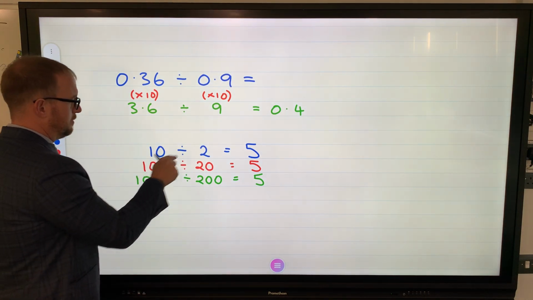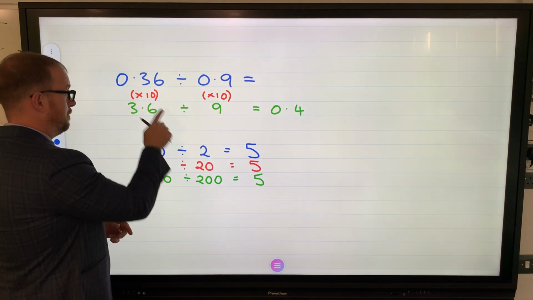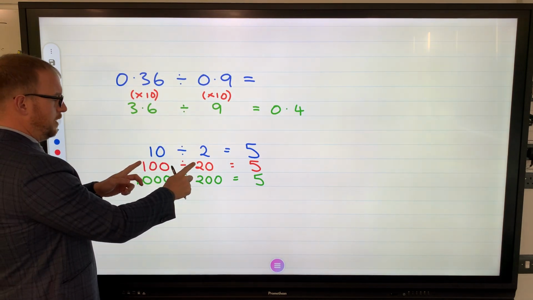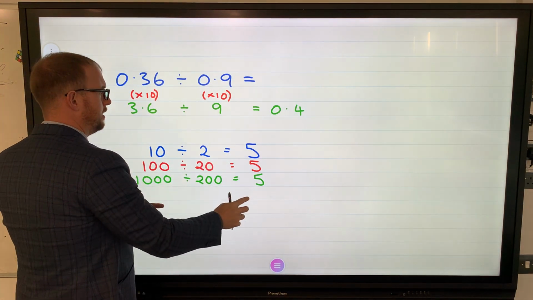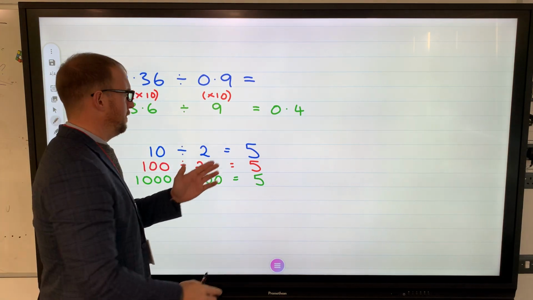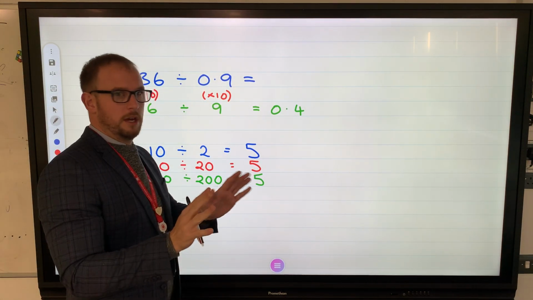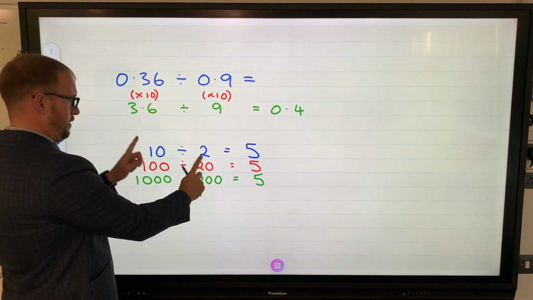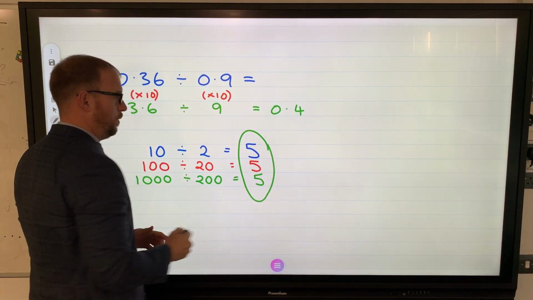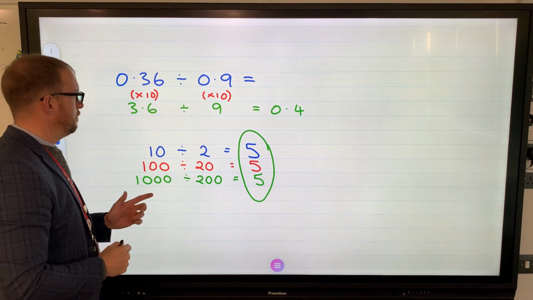So as long as I do the same to both numbers, as in powers of 10 by multiplying, then my answer will still be the same. Don't get caught in that trap of going, well, I've timesed this by 10, that means I've got to divide that by 10. No. As long as you do the same to both, the answer will always be the same. So bear that in mind.